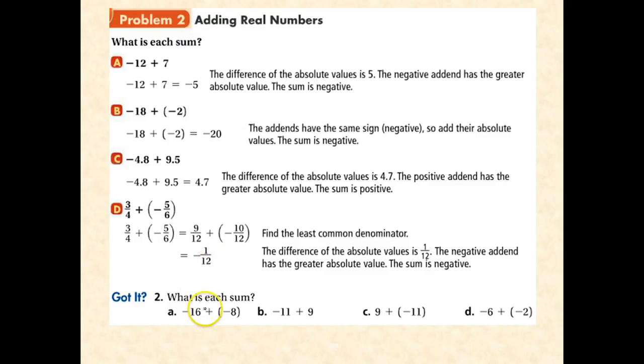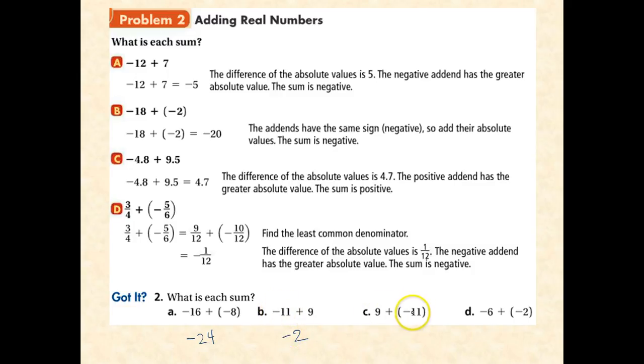Alright, pause and see if you can do these guys. Alright, so A is negative 16 plus negative 8. Same sign means I add them together and keep the sign. So 16 plus 8 is 24. So negative 24. Negative 11 plus 9. These are opposite signs, so I'm going to subtract and keep the sign of the bigger absolute value. So 11 minus 9 is 2, but I have more negatives, so it's negative 2.